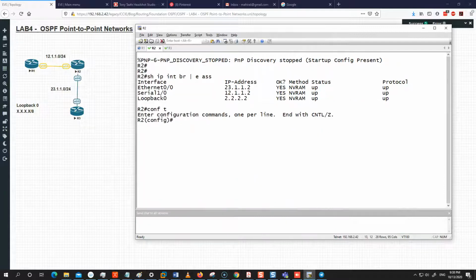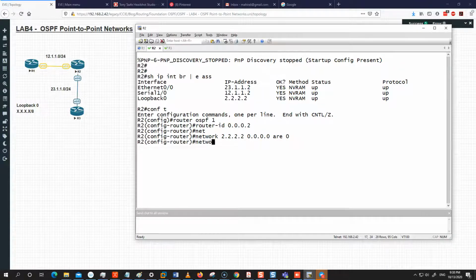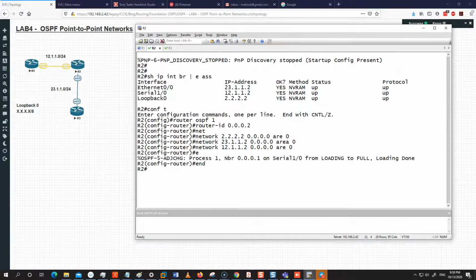Then on router 2 I will be doing the same. Router ID will be 0.0.0.2, and then all three networks I'm going to apply here. I could do one statement as well, but as I am advocating, even in the lab, if they haven't said anything to you, you should do something which is recommended from a security perspective as well as from a configuration perspective. So we have done router 2.